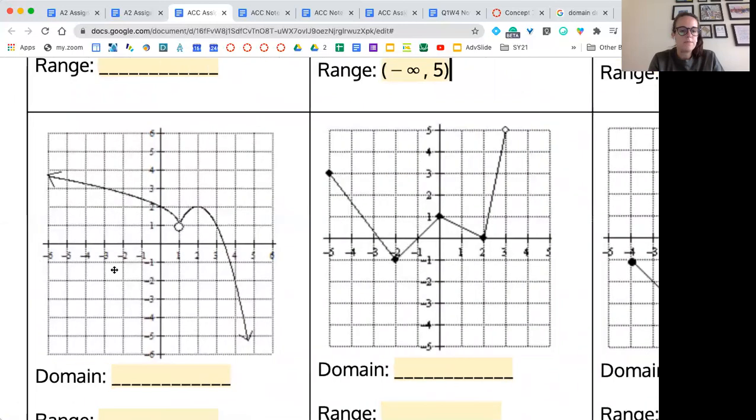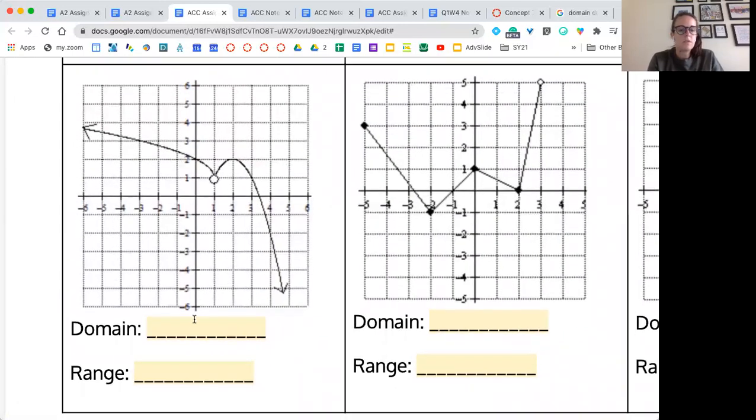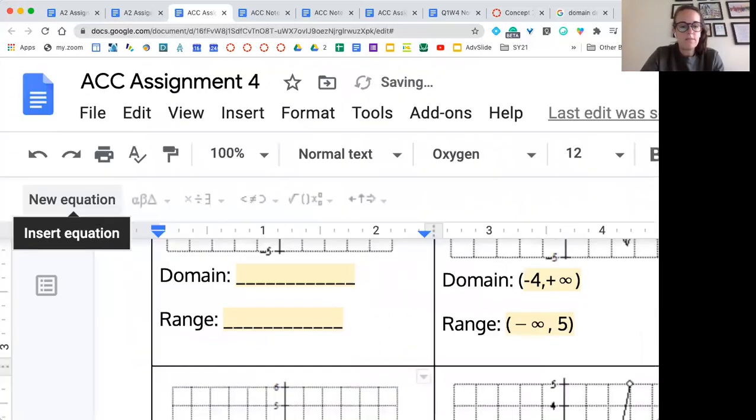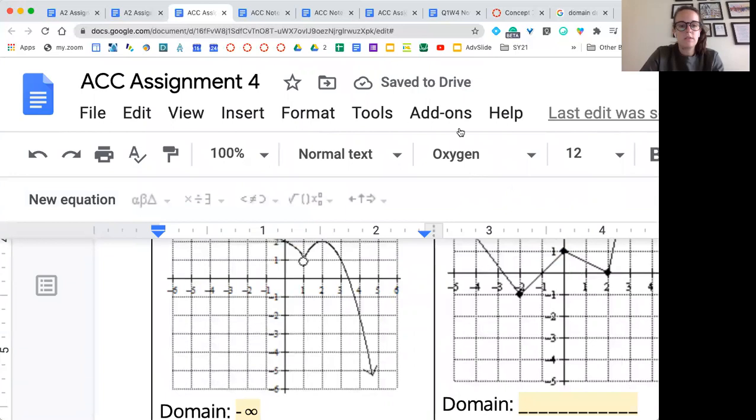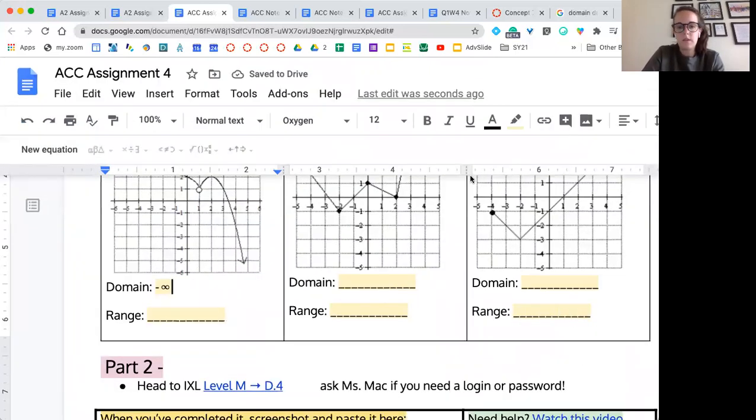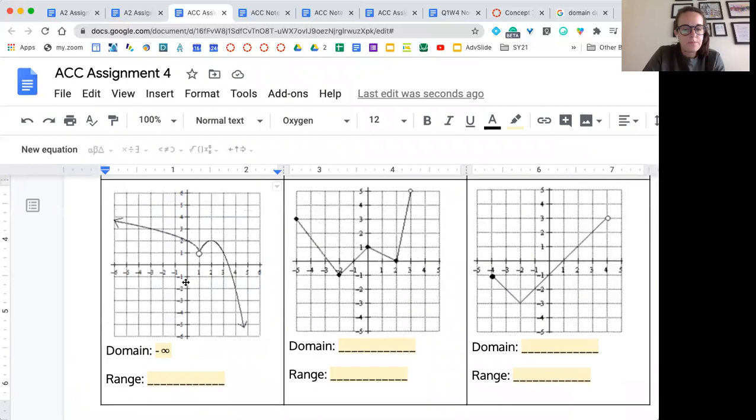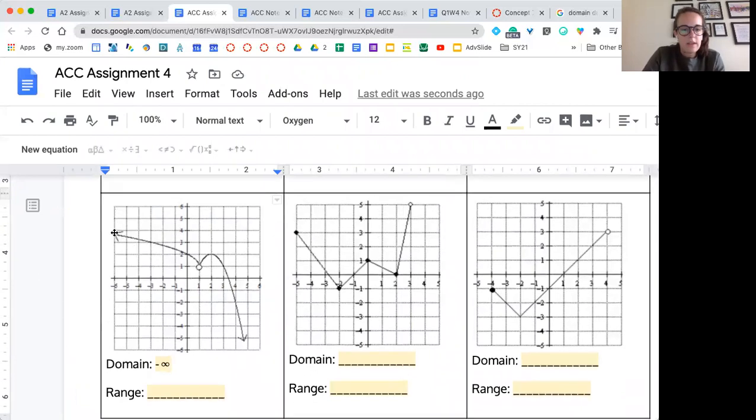Go ahead and do this one here. For this one, our domain is the x values, the left side all the way to the right side. In this situation, we see it's starting at negative infinity because it goes out forever. So we'll do negative infinity. And then it travels in, and then it stops right here. We see that open circle. I'm going to put that it stops at 1.